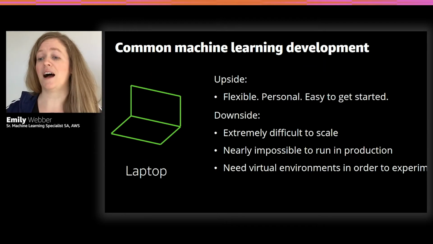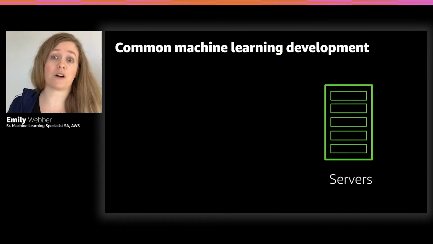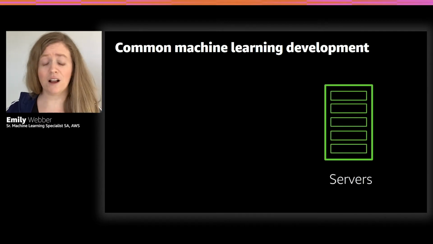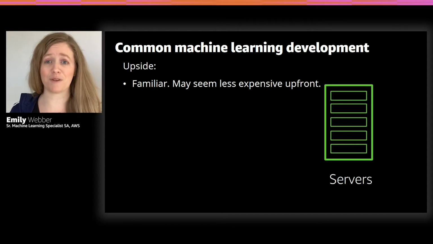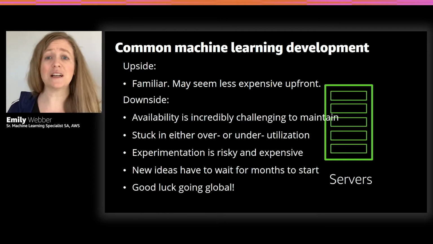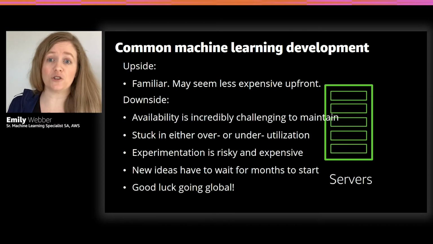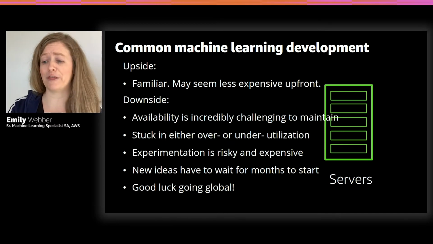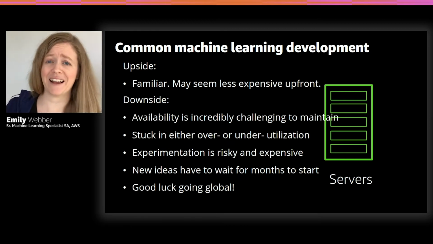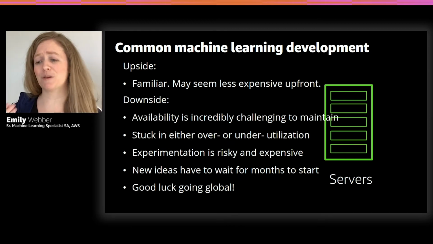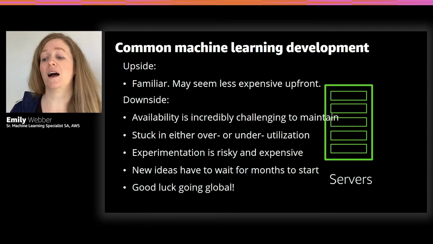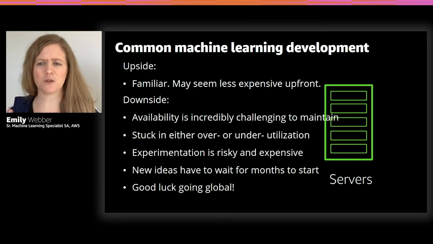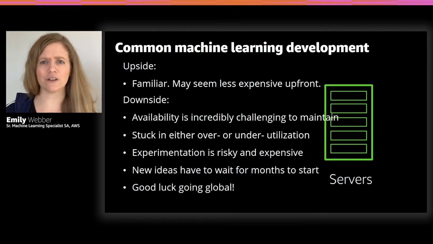So it's tough. Now, the next place machine learning is commonly developed is obviously on servers, right? And while servers may feel familiar and they may seem less expensive up front, actually, when you take the full picture into account, they're actually a lot more challenging, and due to being more challenging, they're actually more expensive in the long run. The number one issue being that servers go down. It's really challenging to maintain a server that's actually up and running and an application that's highly available. And in particular, you're always stuck in this place where you're constantly either over or under utilizing your resources.